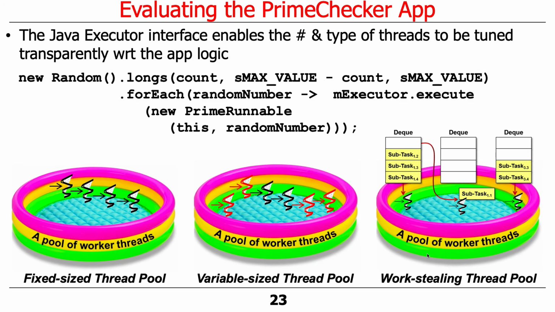So let's talk about the pros and cons of this approach. The Java Executor interface is nice because it enables the number of threads in the pool, and the type of these threads, to be tuned transparently, independent of the application logic. We could have a fixed size pool of threads, which is what we did here. We could have a variable size pool of threads. We could have work stealing threads. You could have lots of different kinds of threads.